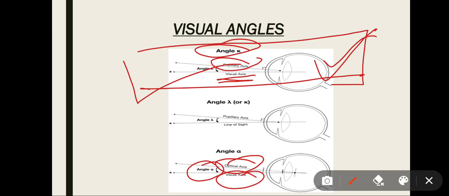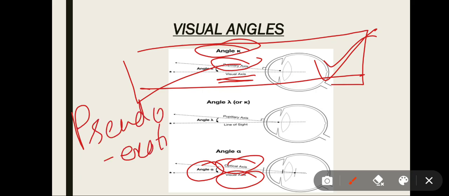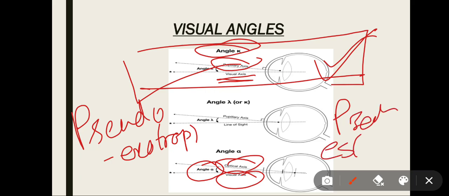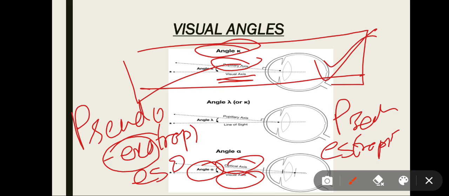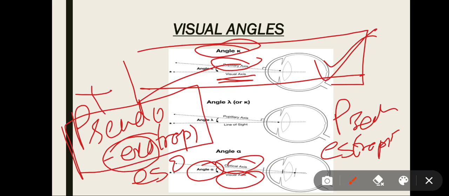A positive angle kappa results in pseudo exotropia, and a negative angle kappa results in pseudo esotropia. Pseudo exo is positive, and pseudo eso is negative.